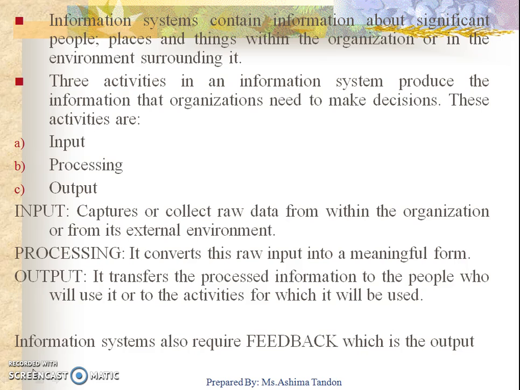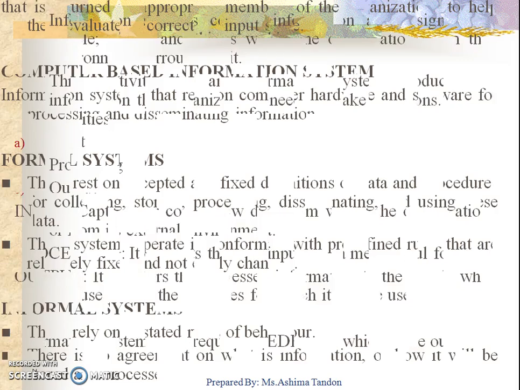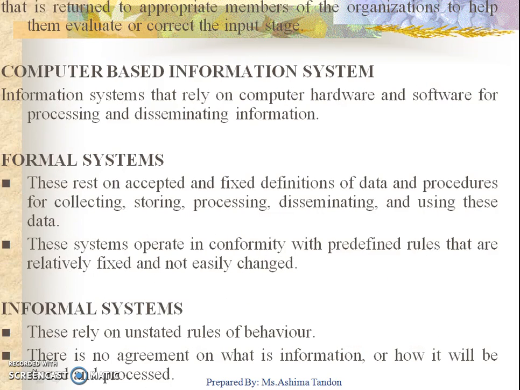Another important thing is that information systems also require feedback. This feedback is very important, and it is returned to the appropriate members of the organization so that they can evaluate the feedback and make some corrections. If the feedback is positive, that means everything that is done is up to the mark, it is correct. On the other hand, if the feedback is negative, this means that something somewhere is wrong and a corrective action has to be taken.